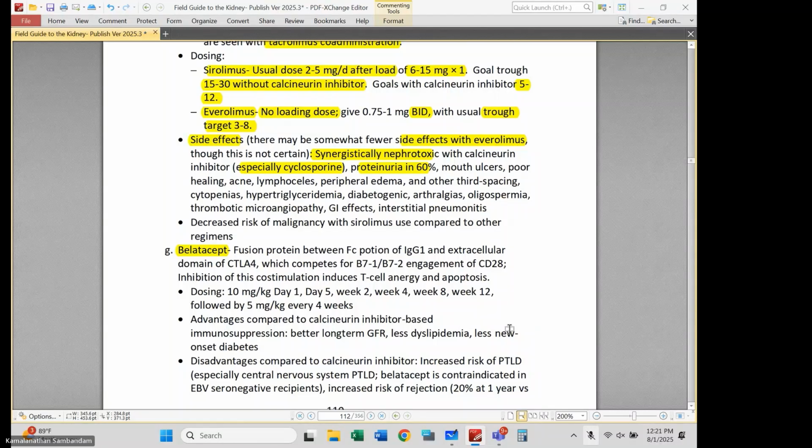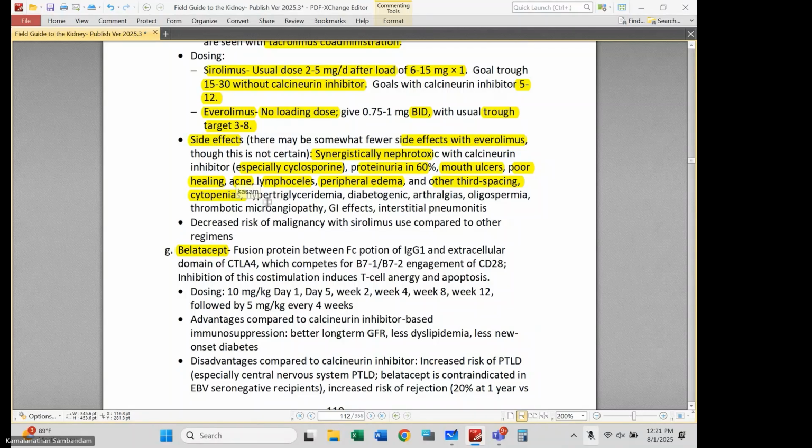Microvasculature, okay? Moving on, mouth ulcers, again, poor wound healing. Often it's not used immediately post-transplant because of a risk of dehiscence. Acne. You can think of this as a third spacing of fluid, lymphoceles. We've talked about peripheral edema. You can have pleural effusions, pericardial effusions. Okay, again, I think of that as more of a manifestation of VEGF antagonism.